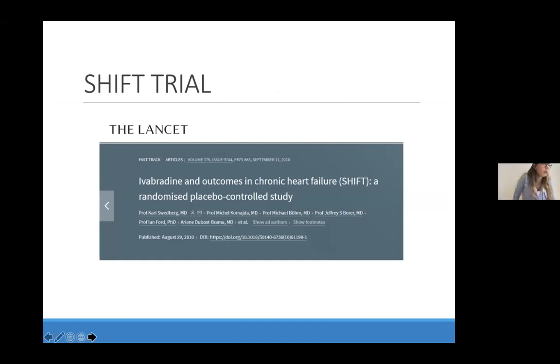Okay. So I know Dr. Frank gave some nice examples yesterday in the live lecture. I brought a different example here just for us to follow together. This is a paper published in the Lancet journal, a journal that has a high impact factor, and it was checking this drug, ivabradine, and outcomes in chronic heart failure. It's called the SHIFT trial, right? It was a randomized placebo-controlled study from 2010.